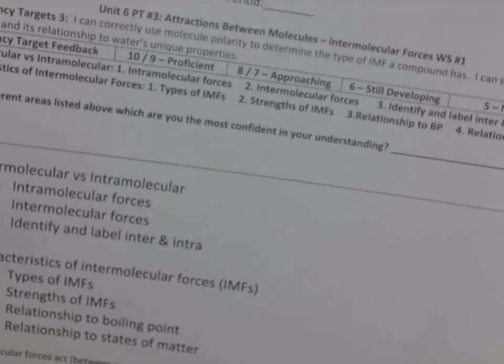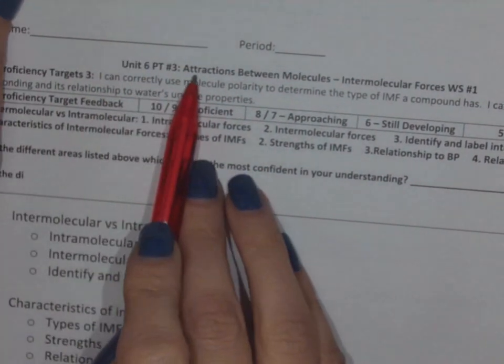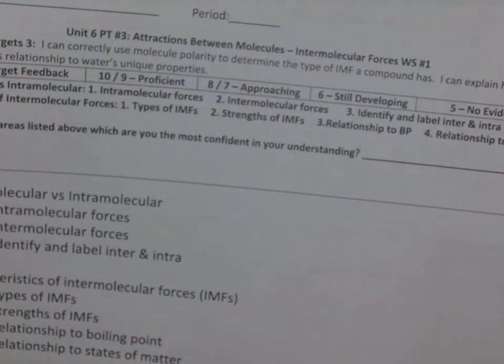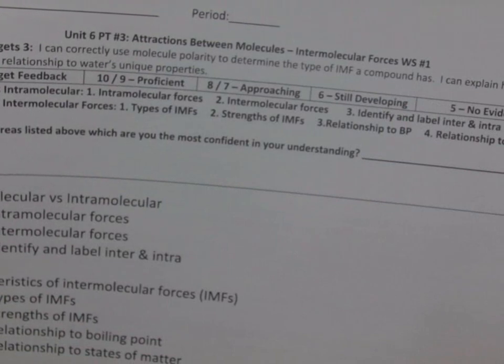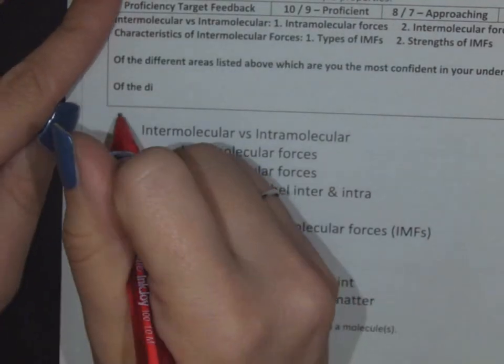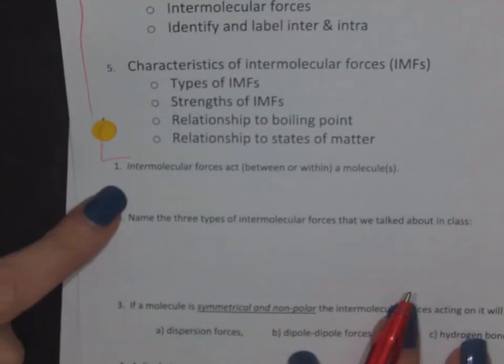All right. Now that we've gone through that together, with your remaining time, what I want you to do is, it starts on page 17. Attraction between molecules, IMFs, worksheet number 1. This is the review for the quiz, okay? These are the proficiency targets that are really focused on, but they don't have questions right here. So it starts with number 1. And this ends on page 20.